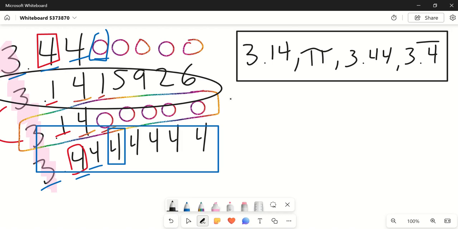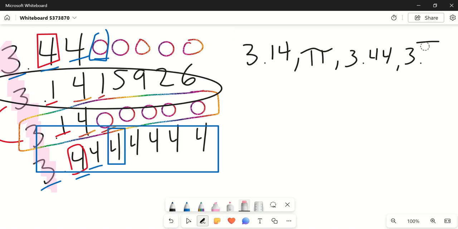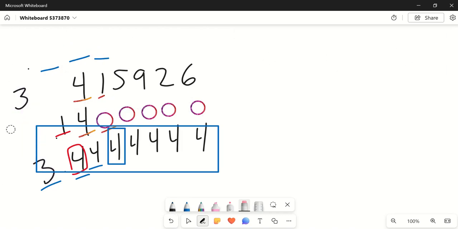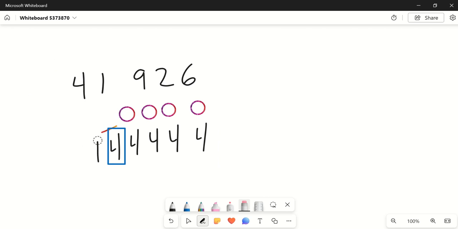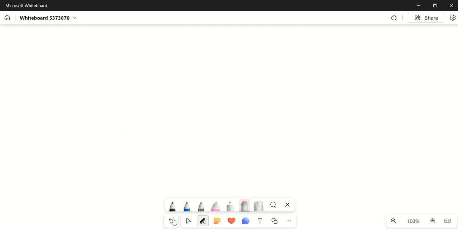So let's go ahead and erase all of this. And I know that pi symbol ended up somewhere over there. Let's see. There it is. Alrighty, let's get to this.